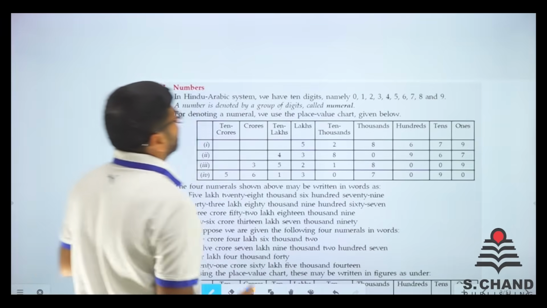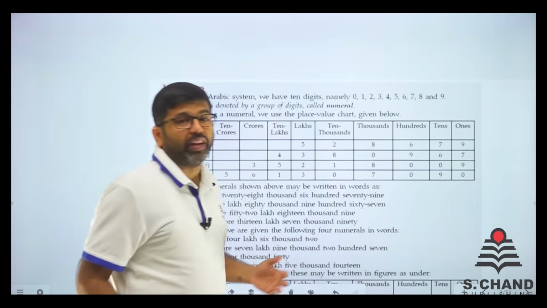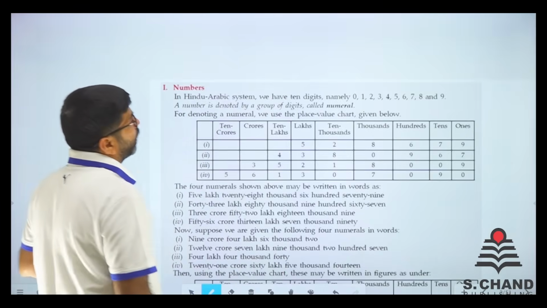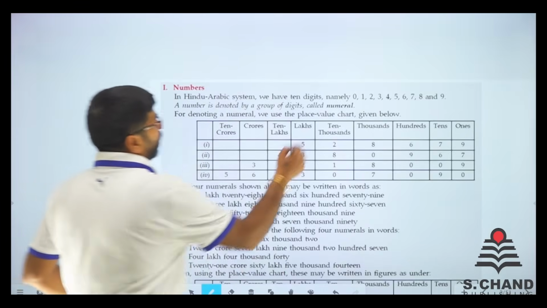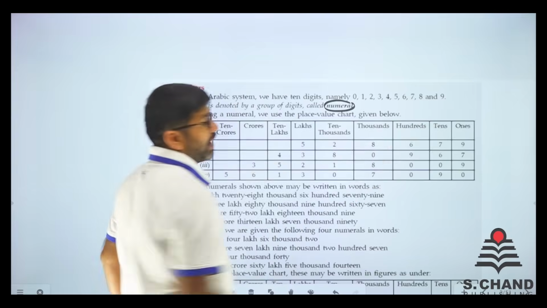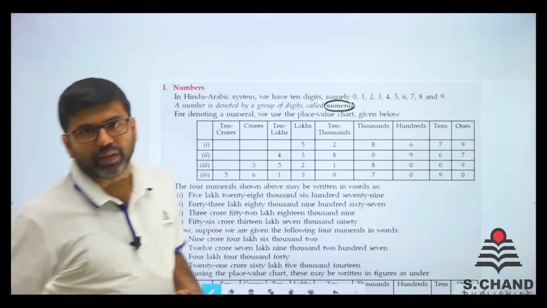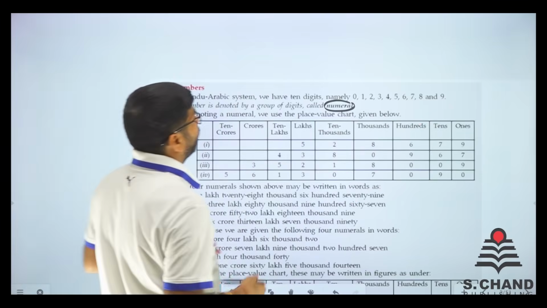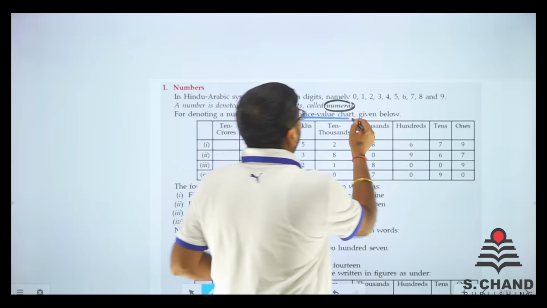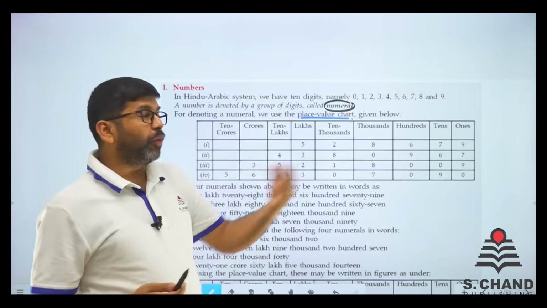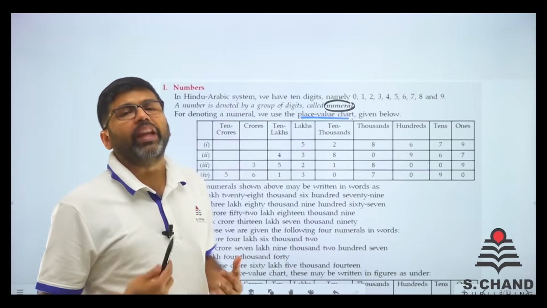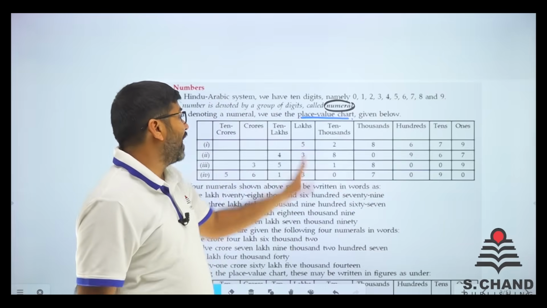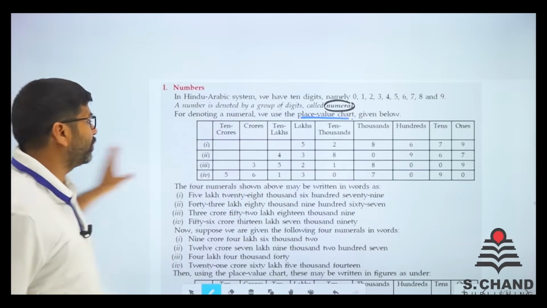See what it says. In the Hindu-Arabic system, we have 10 digits, as we know very well, 0 to 9, right? A number is denoted by a group of digits called a numeral. These are the digits, and a group of these digits is known as a number. Now, for denoting a numeral, we have a place value chart, which you know very well. From the right-hand side of any number, you have ones, tens, hundreds, thousands, ten thousands, lakh, ten lakh, crore, ten crore, and so on.